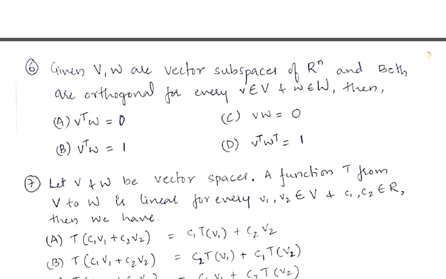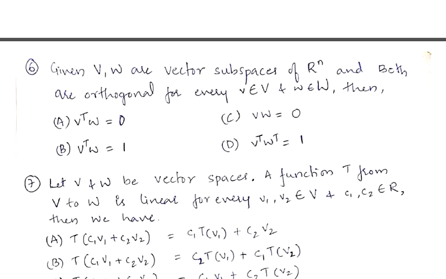Okay, the question is: given V and W are vector subspaces of Rn and both are orthogonal, for every v belonging to capital V and small w belonging to capital W, then... V and W are orthogonal, so orthogonal vectors.